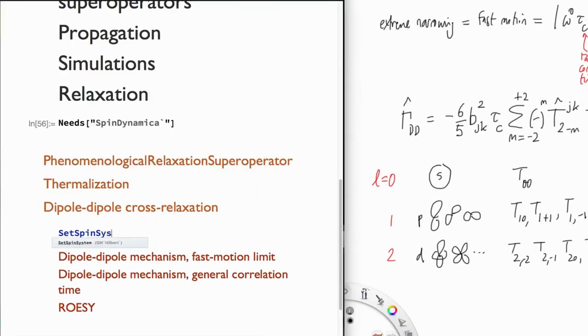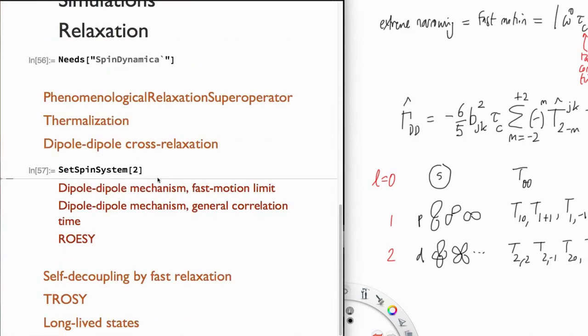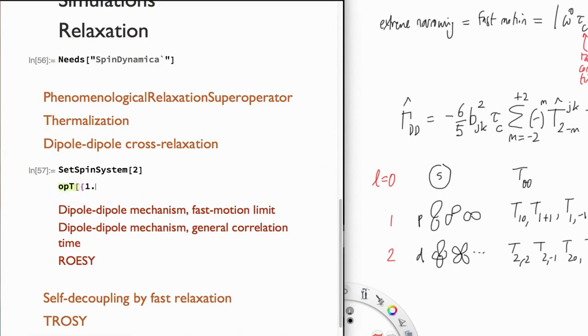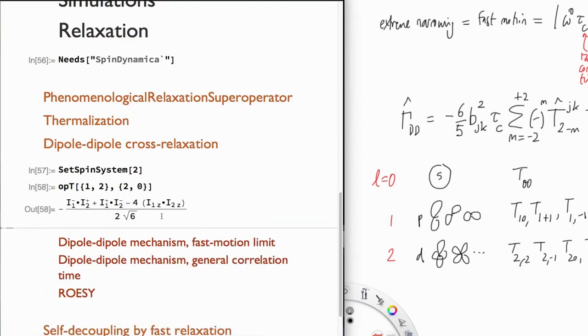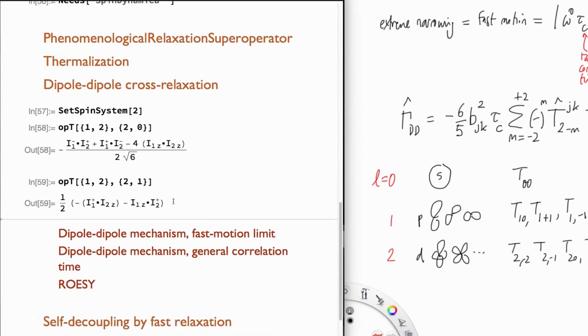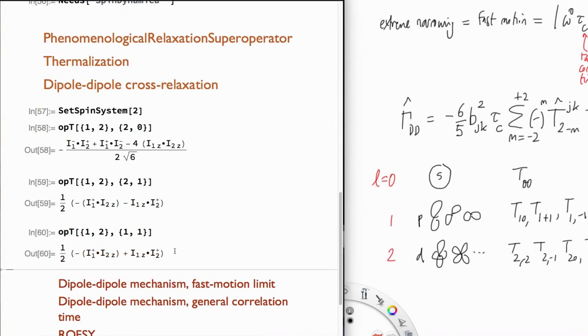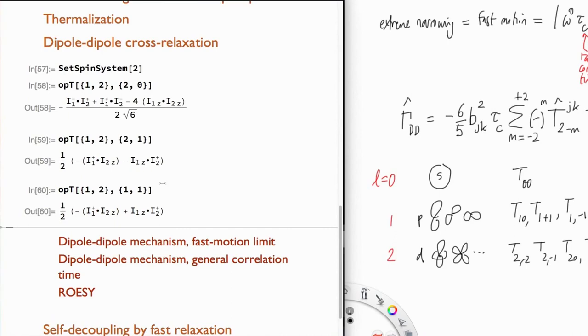So if we, for example, set up a system with two spins a half, we can ask SpinDynamica for the spherical tensor operator involving the coupling between the two spins, one and two, and we can ask for a particular spherical tensor operator, so rank 2, component 0, for example. And that's given by this complicated looking operator. We can ask for the rank 2, m is 1 component. And we get another operator which also has a complicated form, and so on. We could also ask it for a rank 1 operator. Looks very similar actually to the rank 2 operator, but in fact it has a very different rotational property.